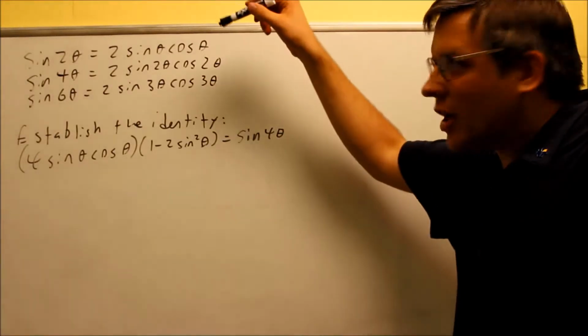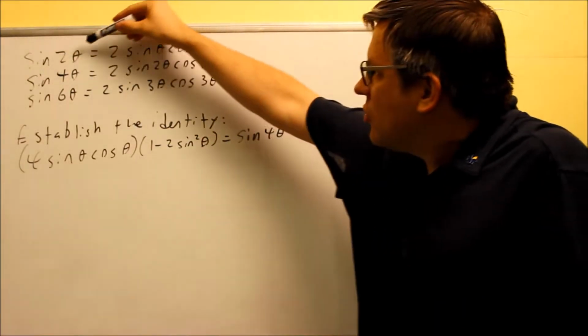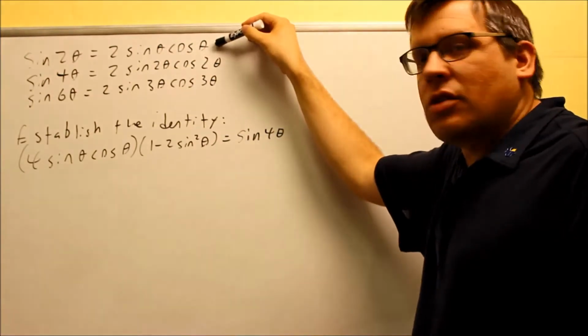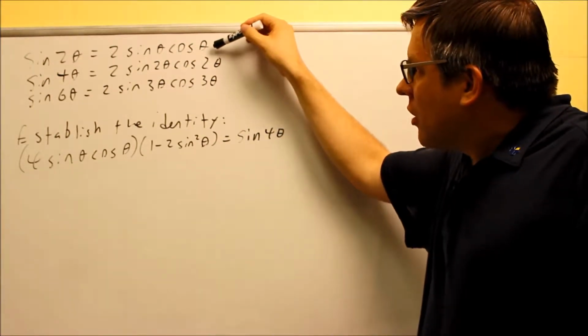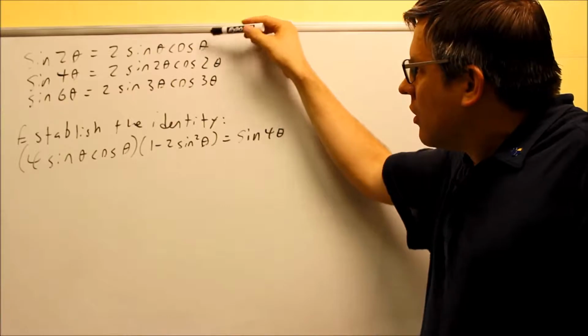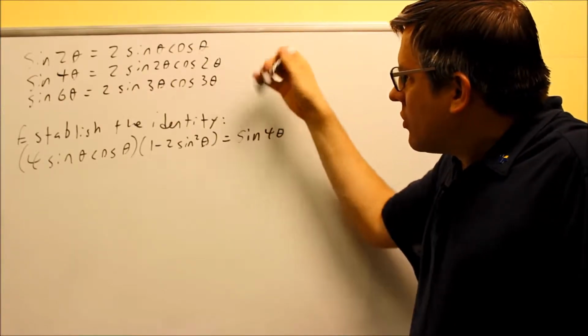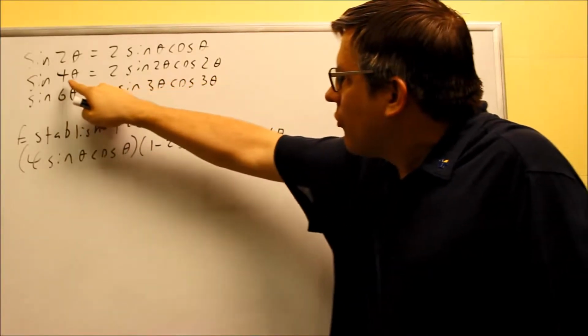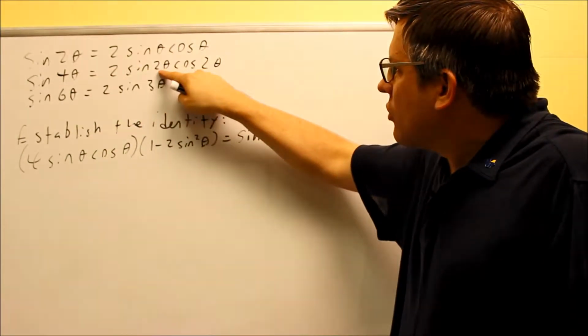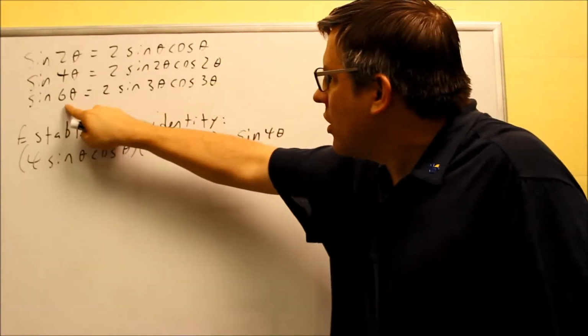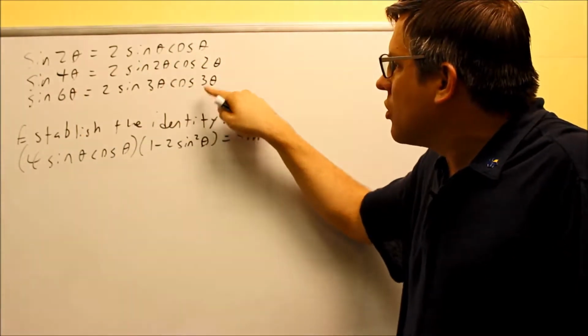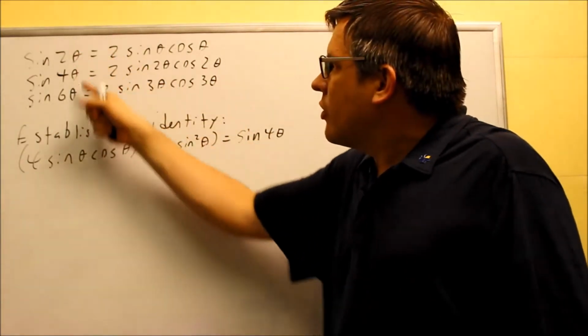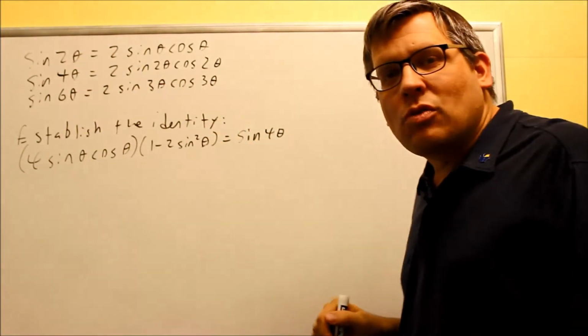Okay, previously we looked at this identity, sine 2 theta equals 2 sine theta cosine theta. However, this identity actually also works for other things inside. So if I have a 4 theta, then I would have a 2 theta and 2 theta here. If I have a 6 theta, 3 theta and 3 theta. So basically this allows other numbers to be put in here besides just 2 theta.